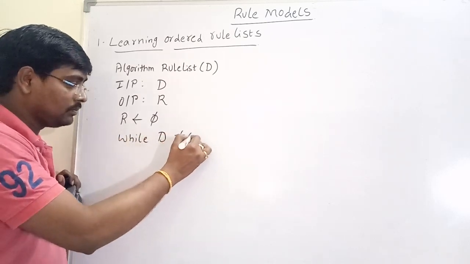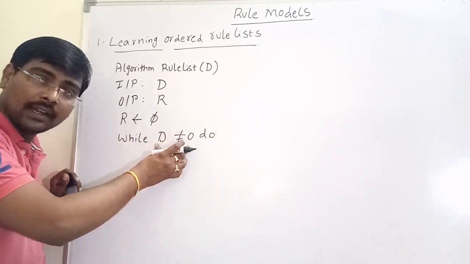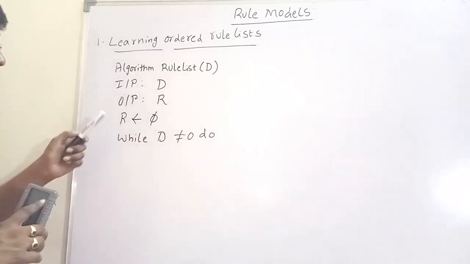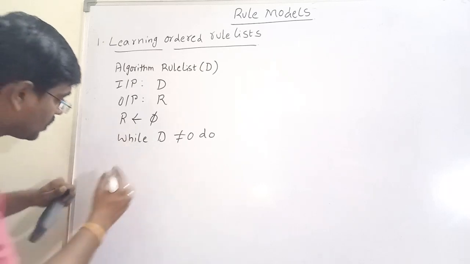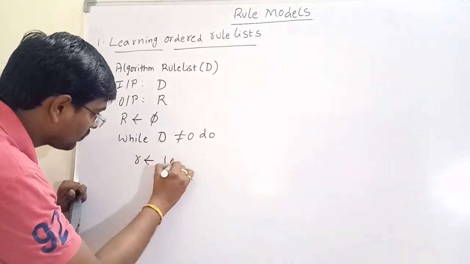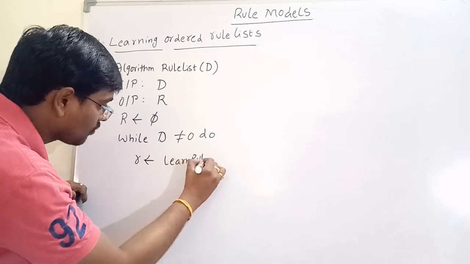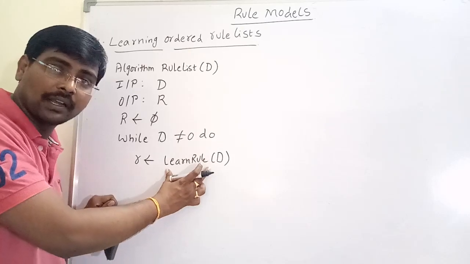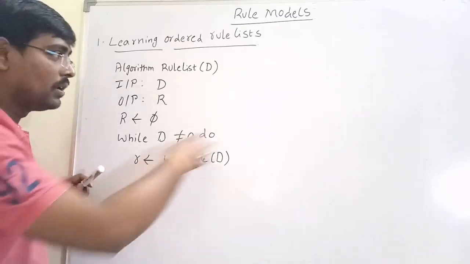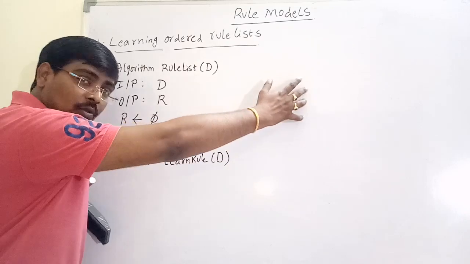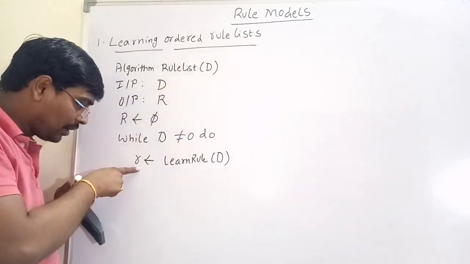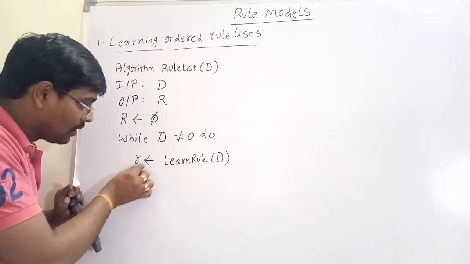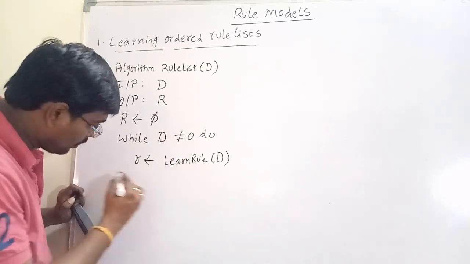What is the meaning? While the data set is not empty, that is, it contains at least some set of instances, then we are generating a rule. Learn rule is a separate algorithm for creating a rule. We will discuss it next. By moving to this algorithm, it creates a rule. That rule is placed in R.